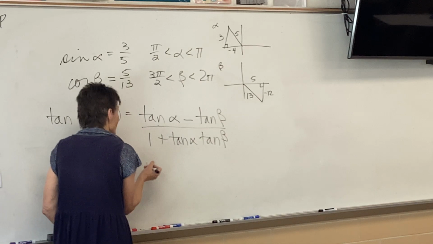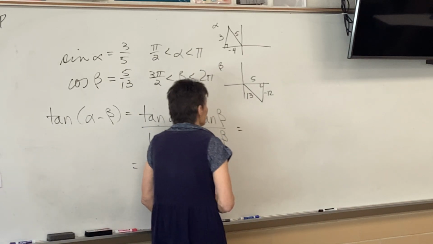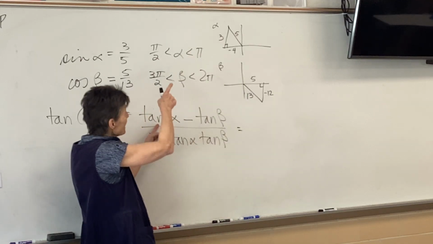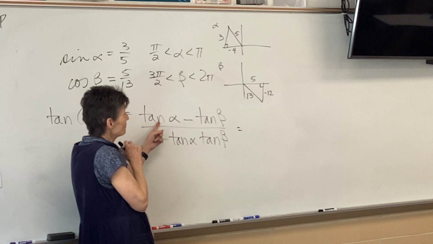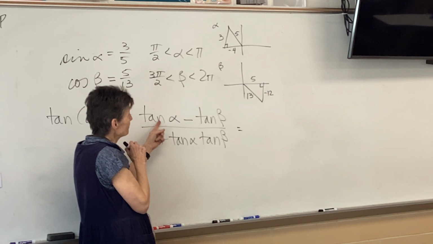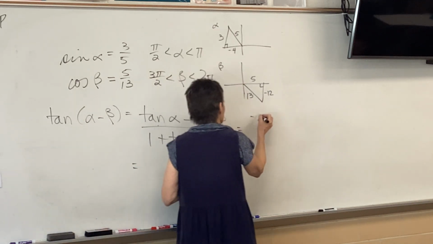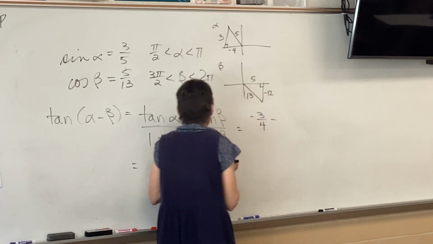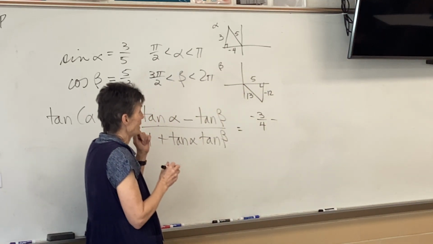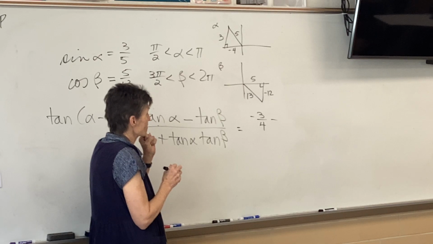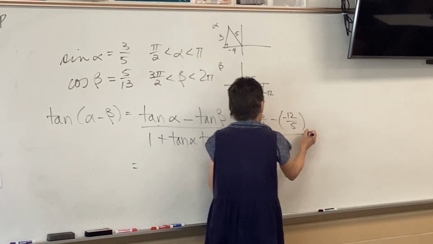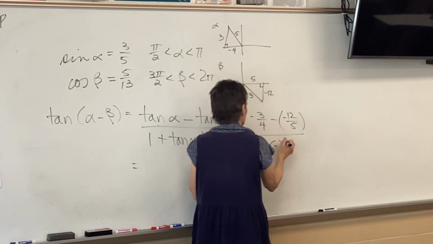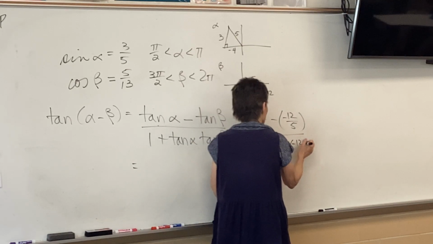Okay, so now I'm gonna look at my picture. What is the tangent of alpha? -3/4. What is the tangent of beta? -12/5. And that's over 1 plus those two numbers times each other.